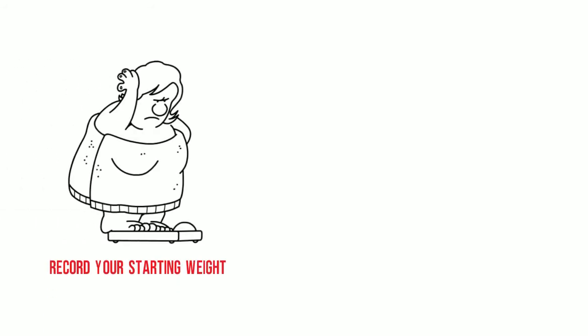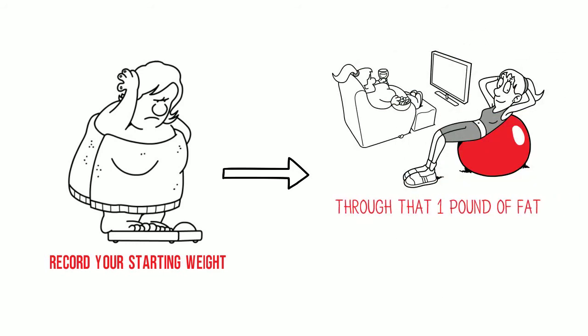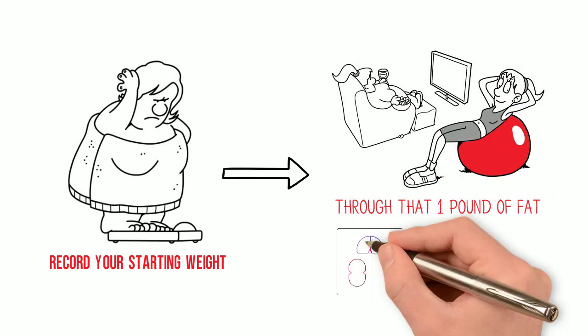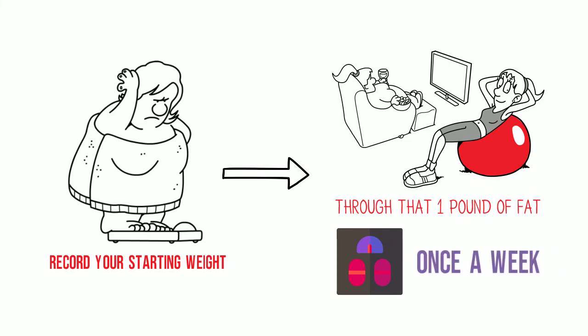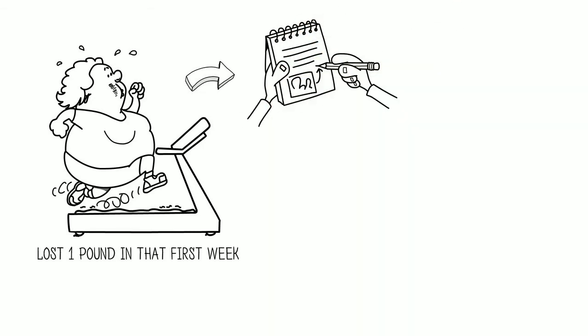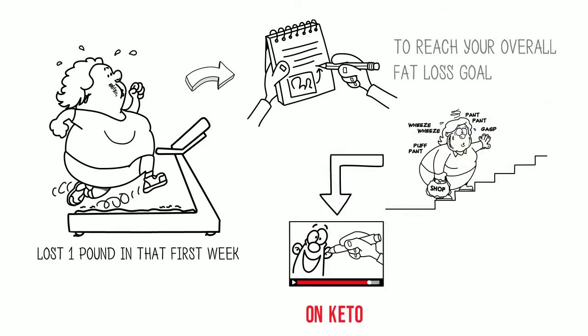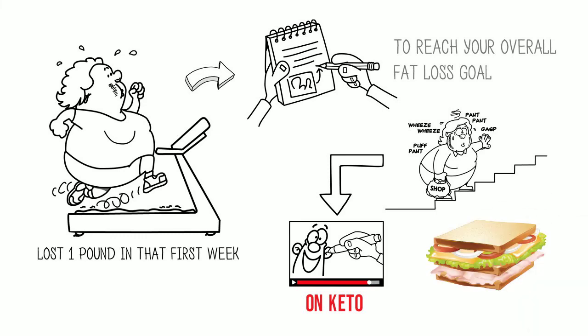Record your starting weight and then see how long it takes for you to burn through that 1 pound of fat that you've set as a goal, but only weigh yourself once a week. If, for example, you have lost 1 pound in that first week, you can quickly calculate how long it will roughly take you to reach your overall fat loss goal. If you've hardly lost any weight at all, watch our playlist below on keto and examine whether the food or drink that you're currently consuming are putting back the fat that your body burns during the new longer fasting period.